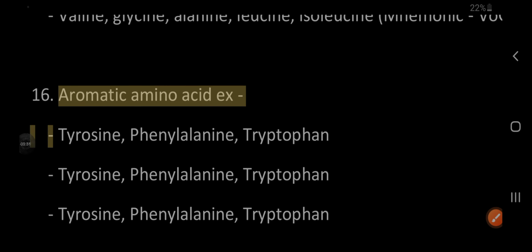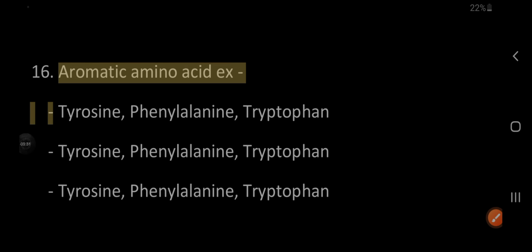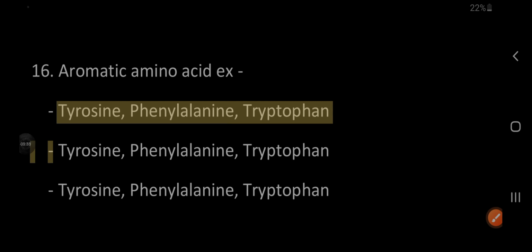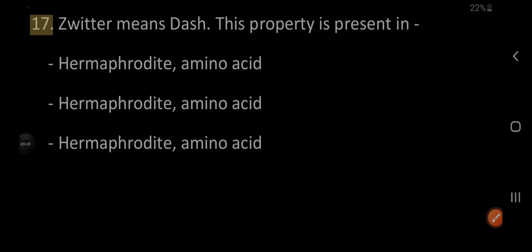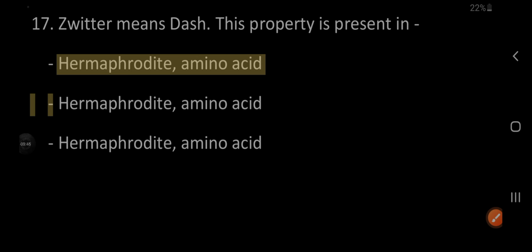16. Aromatic amino acids: tyrosine, phenylalanine, tryptophan. 17. Zwitterionic means dipolar. This property is present in amino acids.